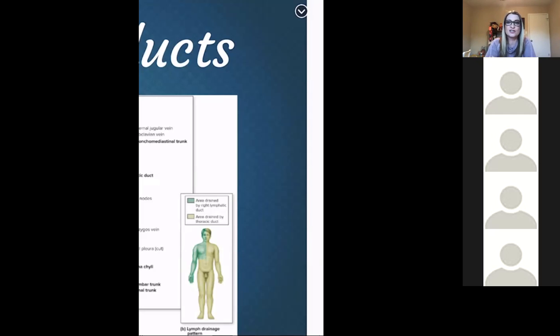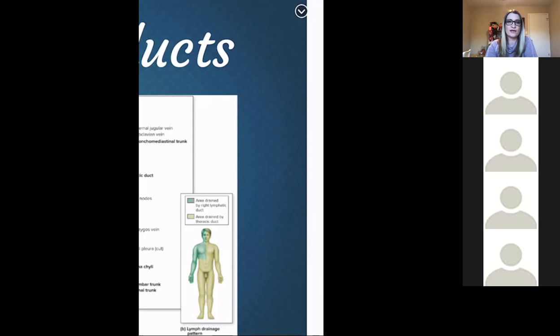Then we have intestinal trunk. There's no left and right for that one. It's just intestinal trunk. And this one is going to drain, or receive lymph from, your structures within the abdominal cavity. And then lumbar trunk is the bottom one there. And lumbar trunks, left and right, are going to be receiving lymph from the pelvic organs, from your lower limbs, as well as the abdominal pelvic wall. So that's how that works.